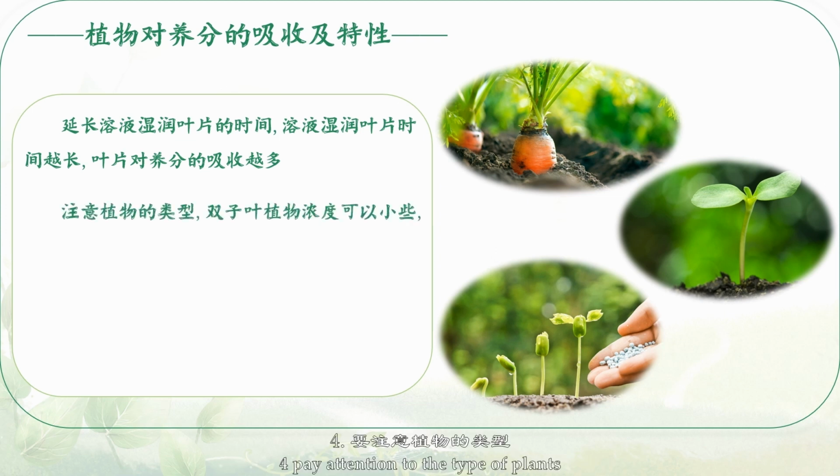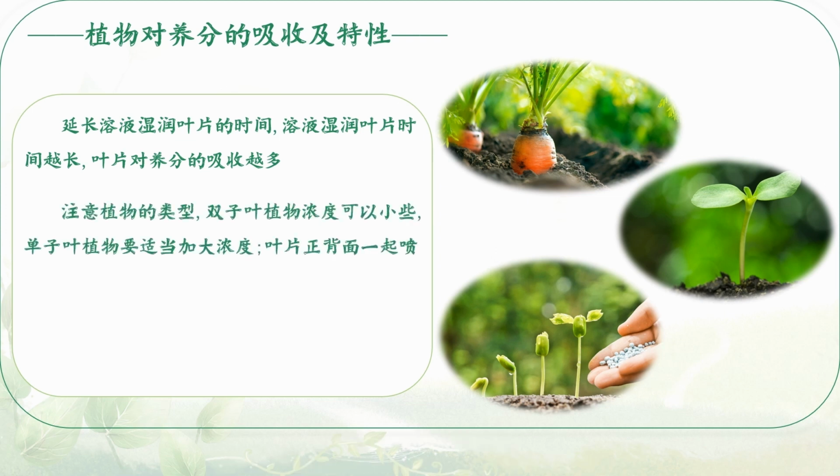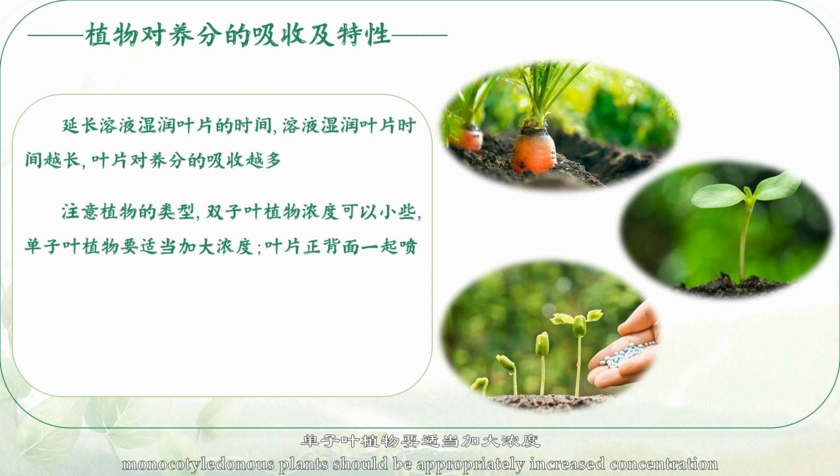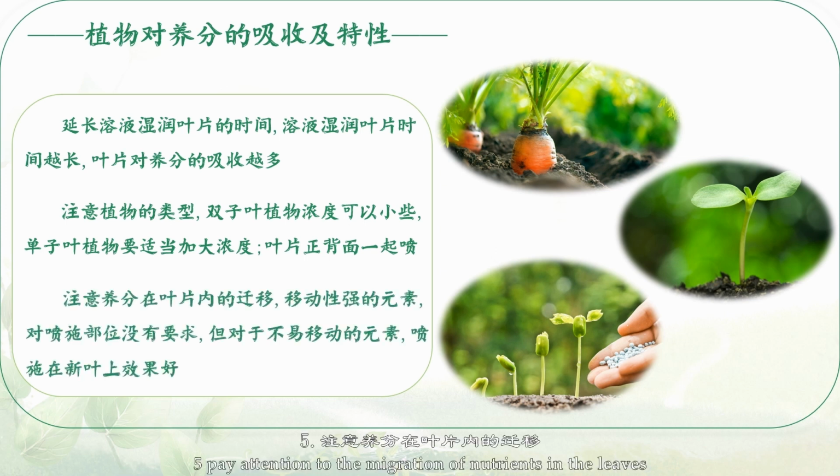4. Pay attention to the type of plants. The concentration for dicotyledonous plants can be smaller. Monocotyledonous plants should have the concentration appropriately increased. Spray the front and back of the leaf together. 5. Pay attention to the migration of nutrients in the leaves. Elements with high mobility have no requirement for the spraying site. But for the elements that do not move easily, spraying on the new leaves is effective.